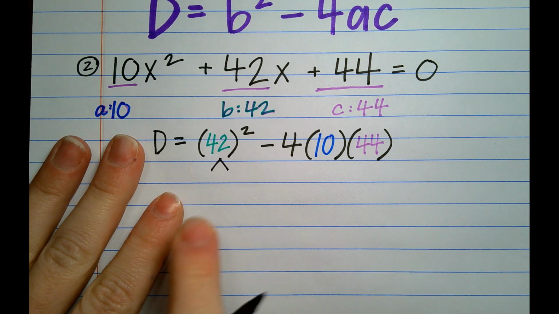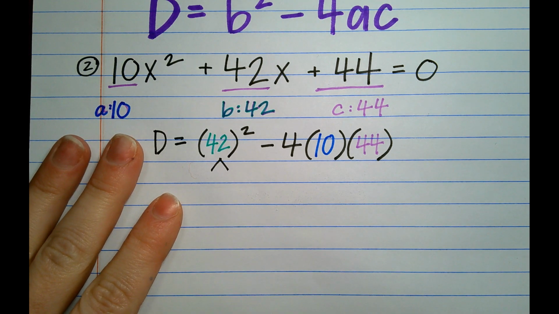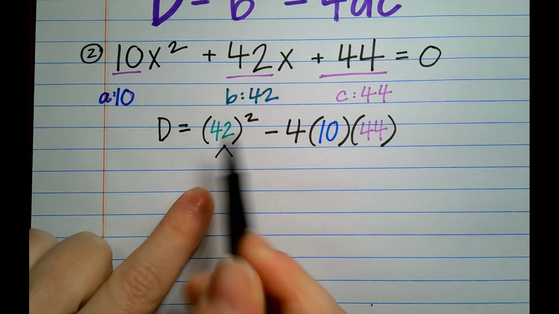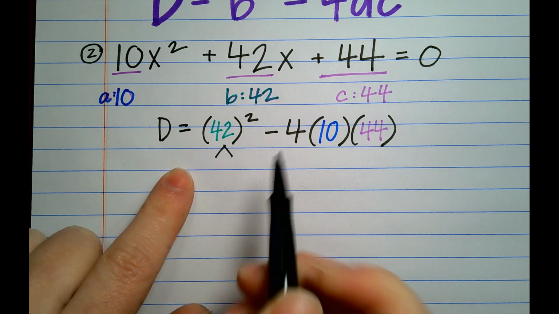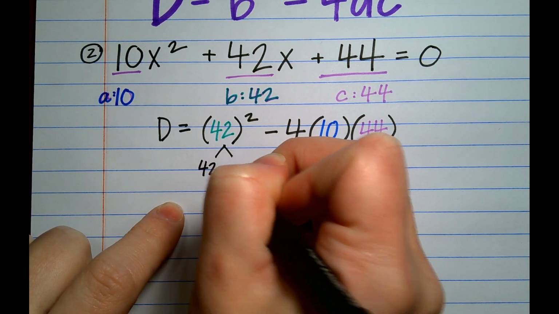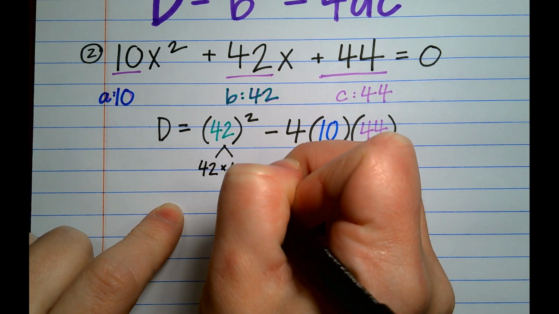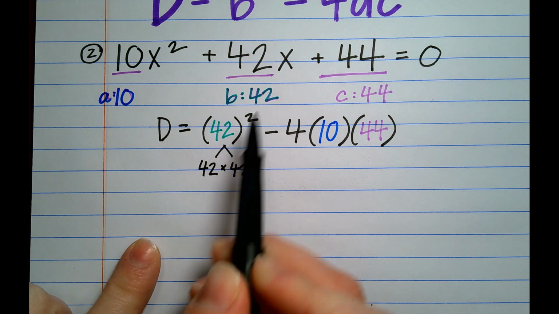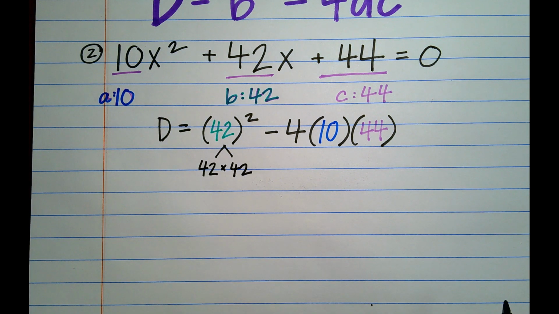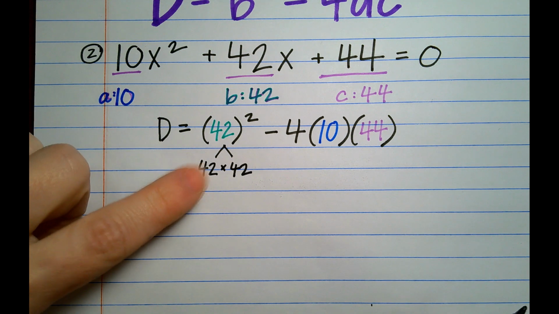So let me do this real quick, and then I'm going to ask you another question. First of all, 42 squared, what is really happening here? 42 times 42. That's what squared means. You're taking that number times itself, okay? So just in case we didn't know that, that's what's happening here.